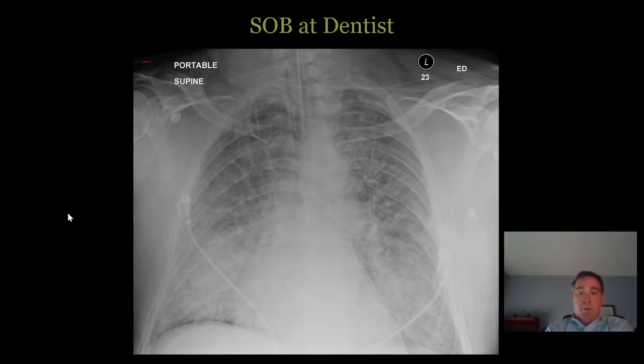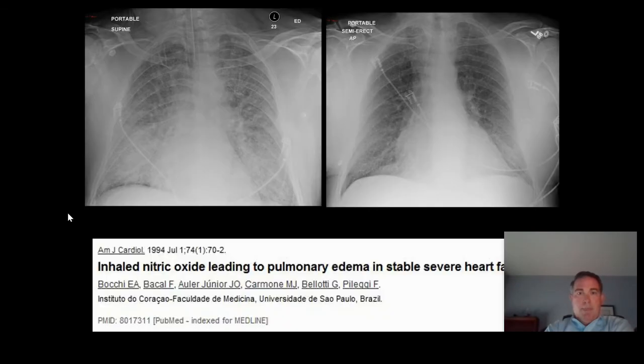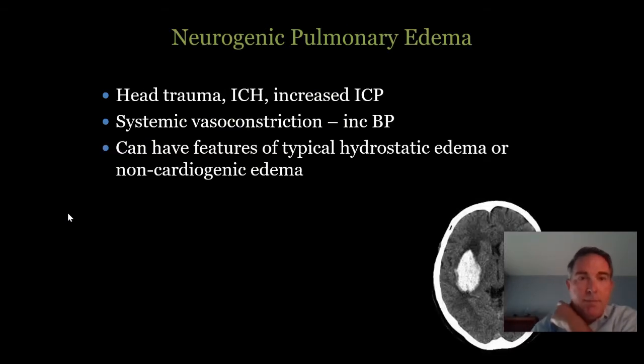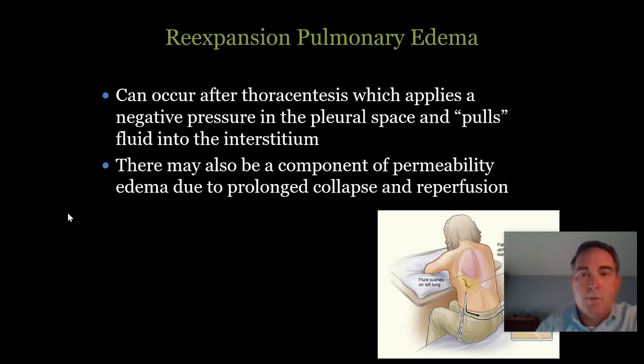So a patient who had shortness of breath at the dentist, looks like some mix of alveolar and interstitial edema, intubated patient. There's a case report of nitrous oxide leading to pulmonary edema. I thought that was interesting. Patient recovered. You can have a mixed permeability and hydrostatic edema, so a little bit of both. See that with neurogenic pulmonary edema, re-expansion pulmonary edema after thoracentesis, and high altitude pulmonary edema. Head trauma can give you what looks like edema.